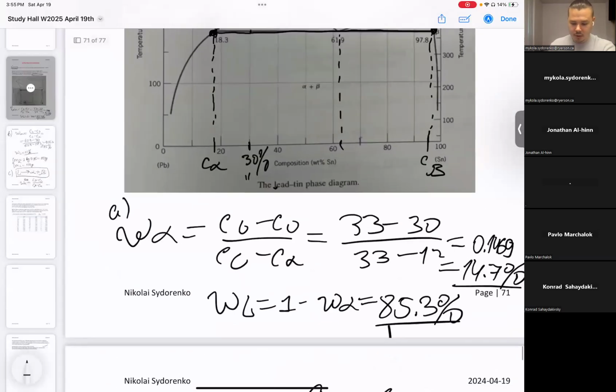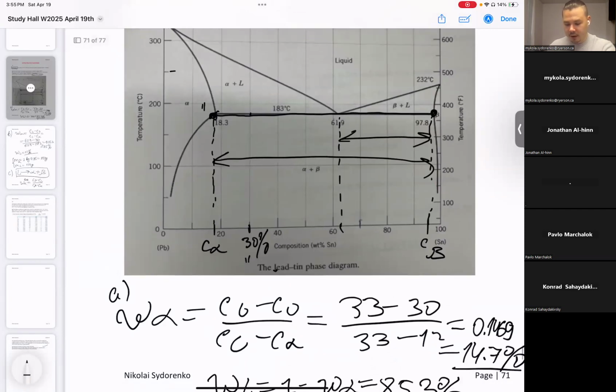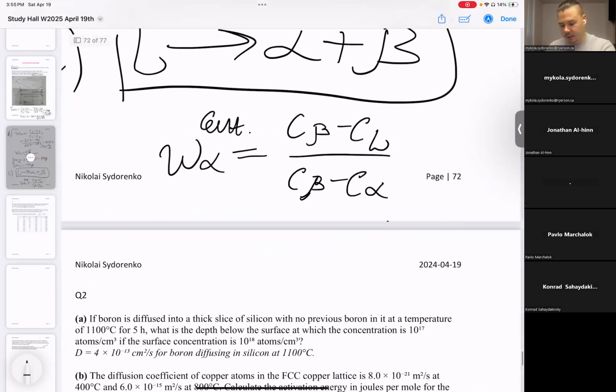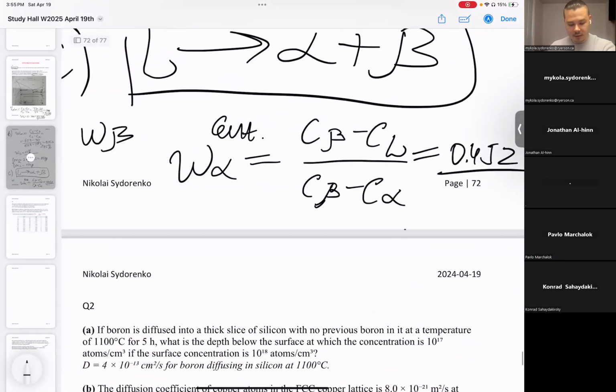So what did I just do? I just said that, hey, this is the entirety of the thing, and this is only a portion of it. In order to find alpha, I need to divide this length by this total length. Okay, that's what I said. Well, and the answer to that is going to be 0.452. Okay, so obviously the liquid eutectic. So for the beta eutectic, that's going to be basically beta eutectic. Beta eutectic is going to be 0.548.